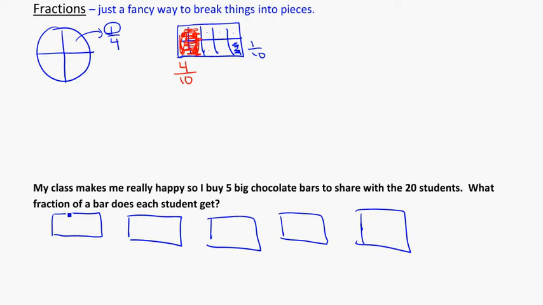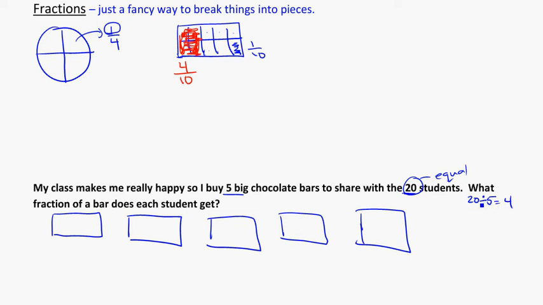I've got to figure out what kind of pieces to break these up into so that each of the 20 students get an equal piece. So the first way you could think about that is that I've got 5 bars to share amongst 20 students. So how many times does 5 go into 20? Think about that. What's 20 divided by 5? That gives me 4.